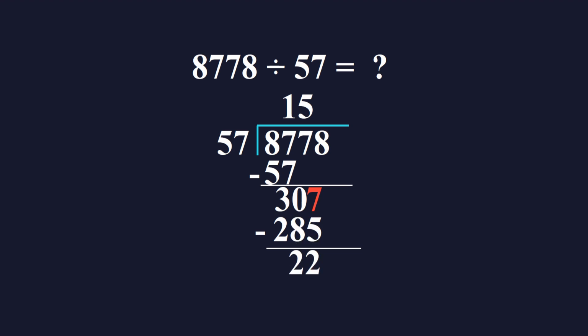Now we bring down the next digit, 8, and this makes our new number 228. How many 57 are in 228? The answer is 4. Now multiply 4 by 57, which gives us 228. Draw a line and subtract. The subtraction result is 0.